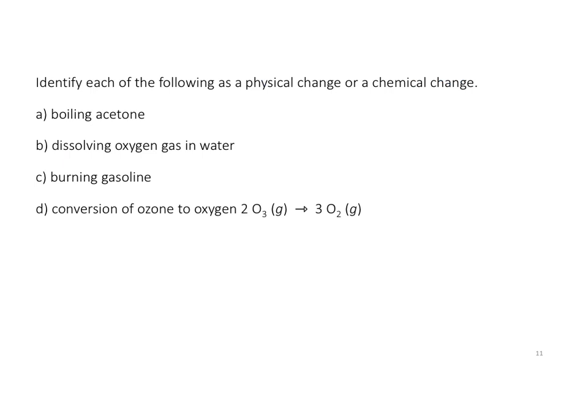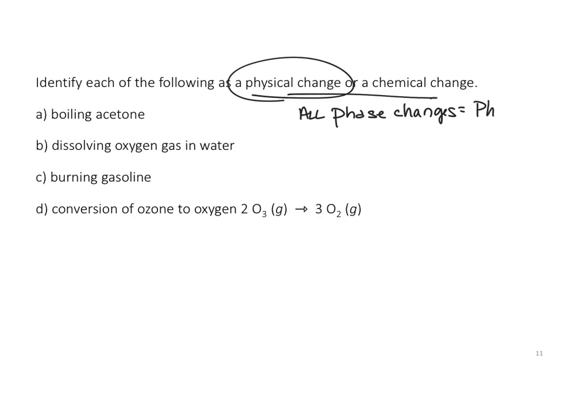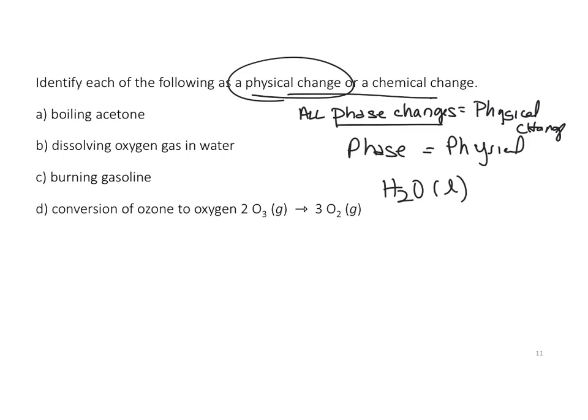Okay, so our last problem is identify the following as a physical change or a chemical change. Boiling acetone. Okay, so I want you to know that physical change, I want you to write all phase changes equal physical change. So if you have a phase change, it is physical. So when you boil something, what are you doing? Like when you boil water, it goes from a liquid, that little L there is liquid water, and you boil it, you go to a gas. And you know that. That's what boiling is.